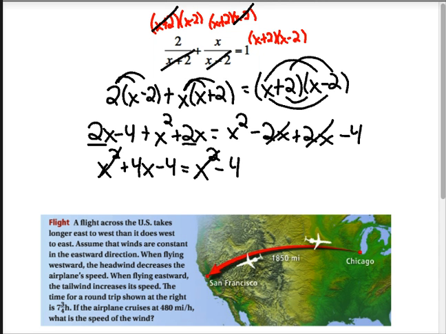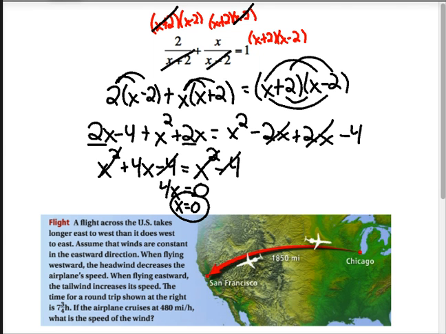I have a minus 4 on both sides. So again, picture adding 4 to both sides. That's going to cancel out as well. So all I have left is that 4x. Then I have nothing left on my other side. Everything canceled out. So now if I divide by 4, that's going to give me x equals 0. And that is going to be my solution.